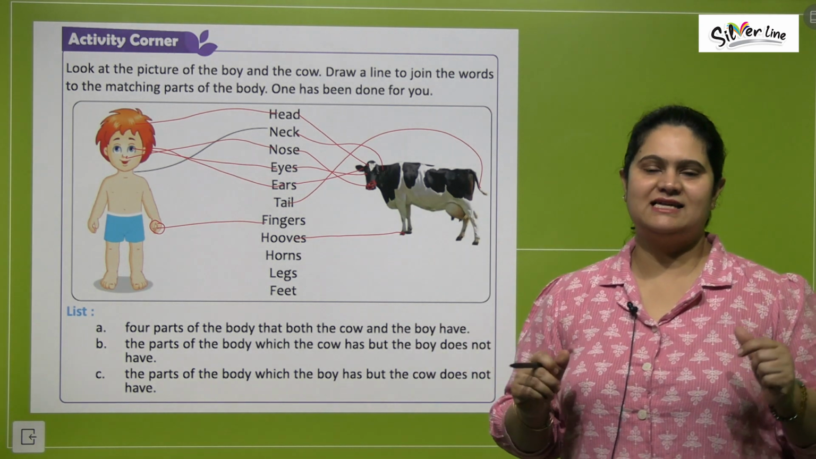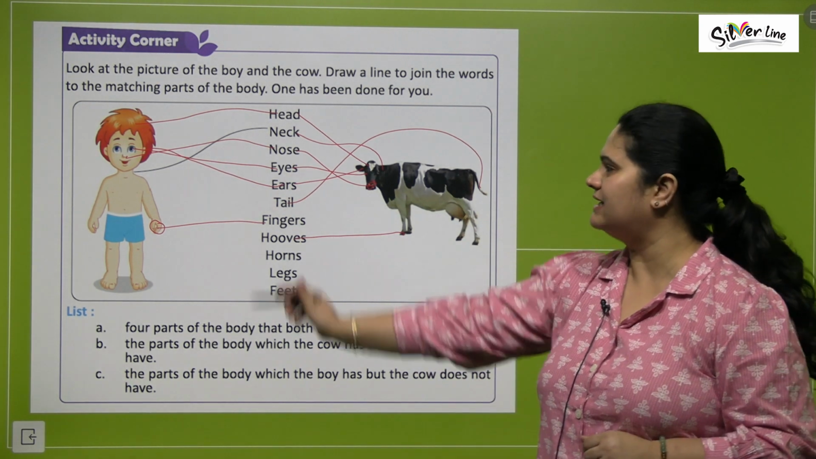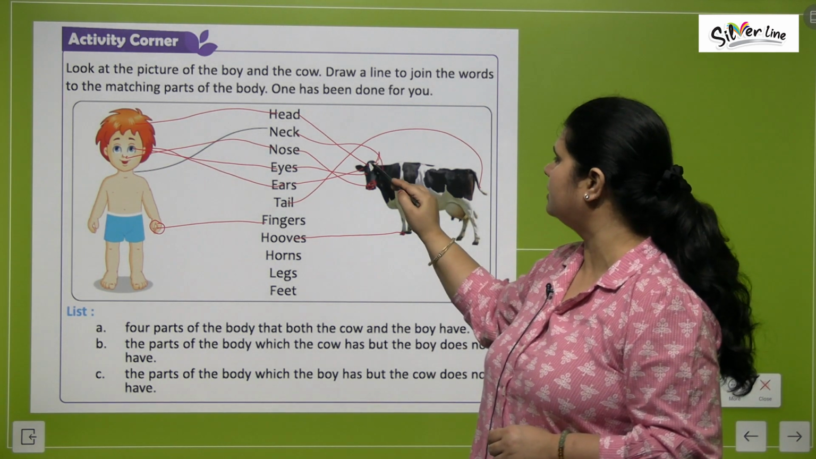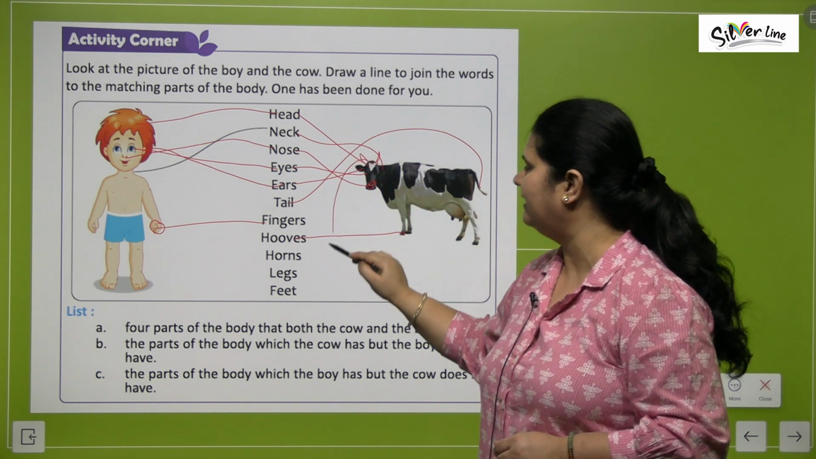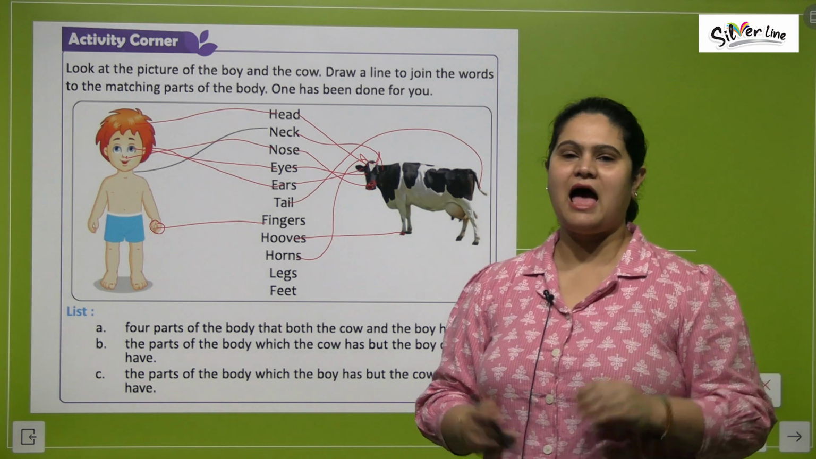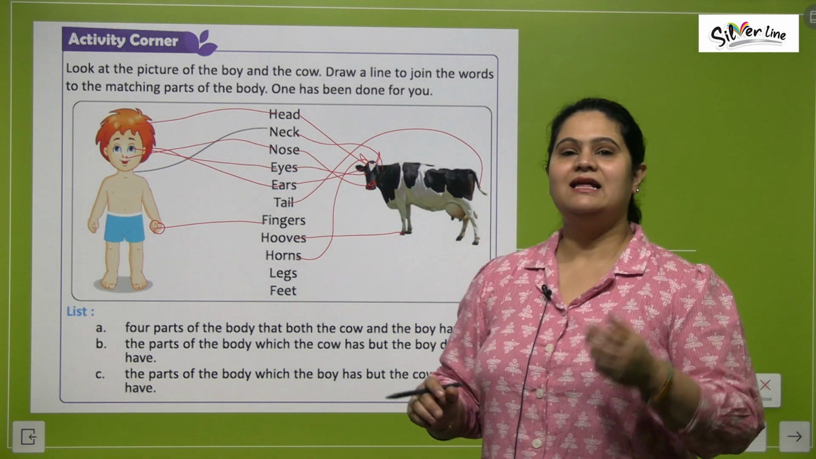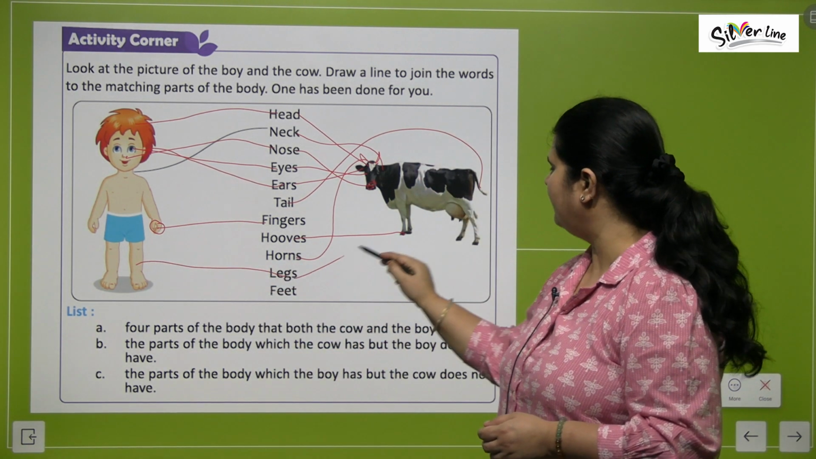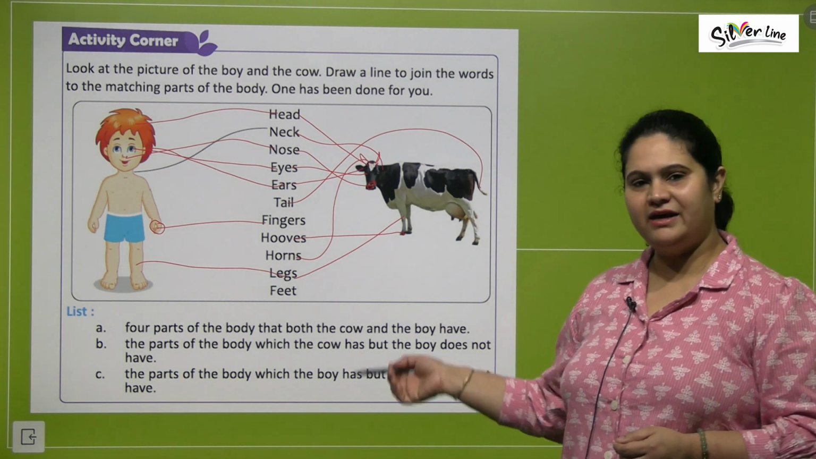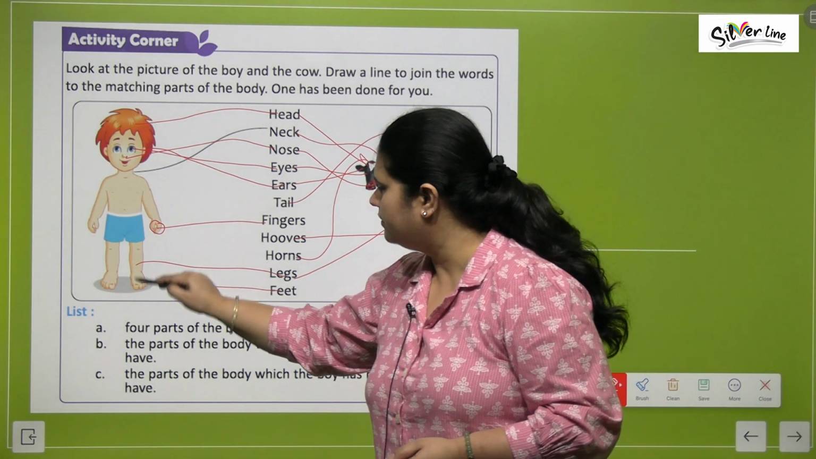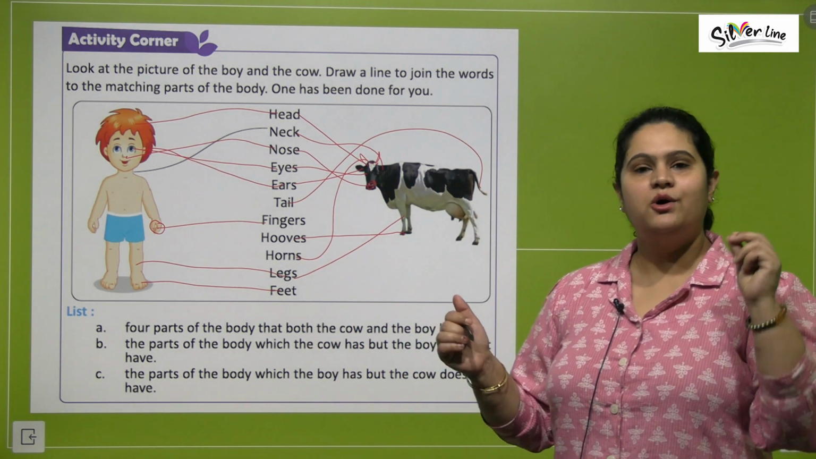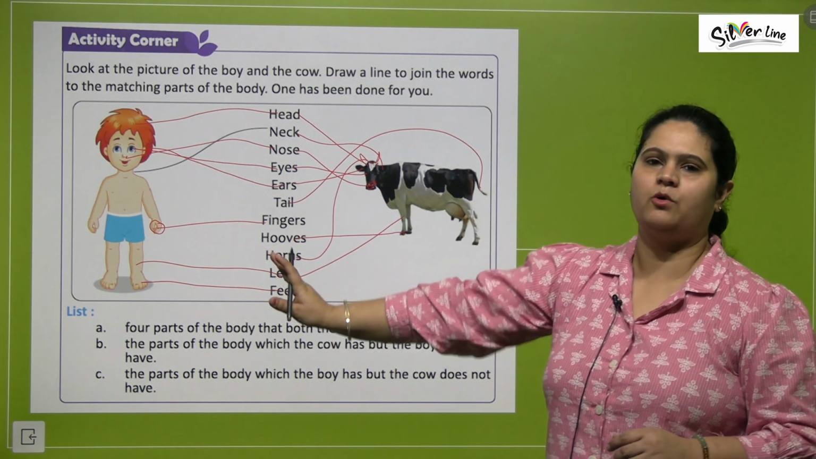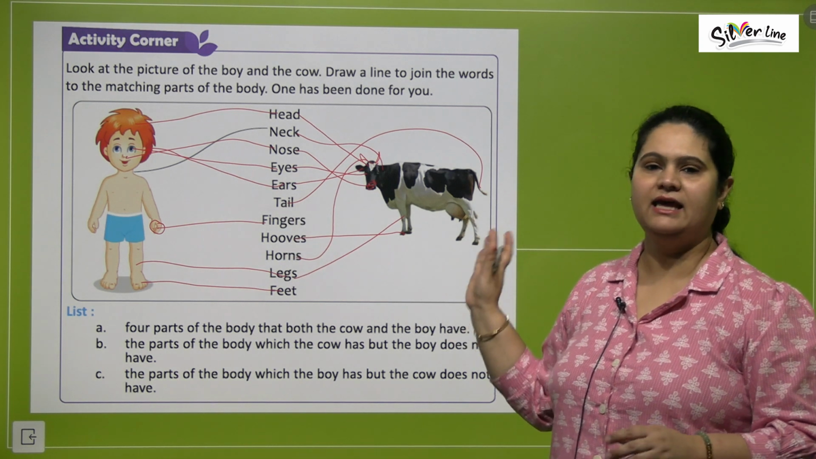Then horns, यानी सींग. सींग किसके पास है? Does this boy have horns? No, only the cow has horns. Here we cannot see them, but let's make them and match it. Right? Cows do have horns. Then legs, right? Yes, the boy also has legs and the cow also has legs. Feet. Feet is there only with the boy. The cow has hooves, right? So we have matched all these body parts to the body of the boy and the cow.